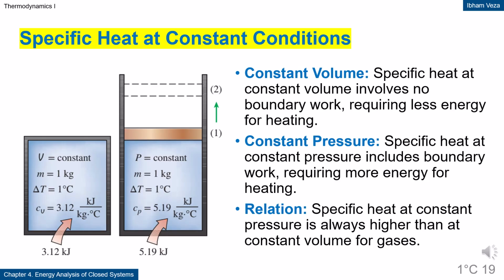Specific heat at constant volume involves no boundary work, so all energy goes into increasing internal energy. In contrast, at constant pressure, part of the energy is used to do boundary work. Therefore, specific heat at constant pressure is always greater than at constant volume for gases. This difference reflects different mechanisms of energy storage and use. This concept is very important in ideal gas analysis.